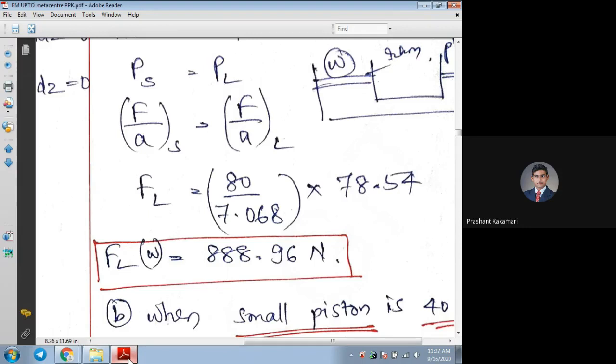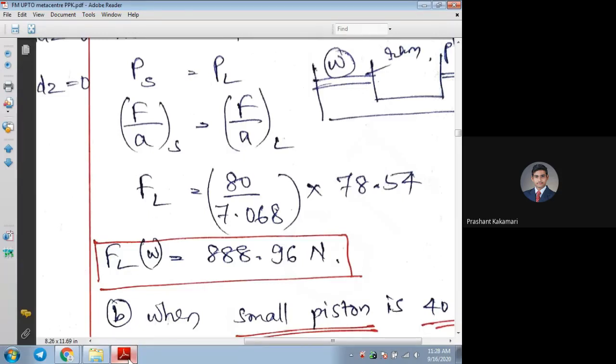Now, once you substitute all these known values, like we know the force on the small piston, the area of the small piston, and the area of the large piston is also given. The only unknown is how much load or how much force it can lift, or the force on the larger piston to balance that weight. Once you equate all these terms, we can understand the force or weight acting on the larger piston is 888.96 newtons.